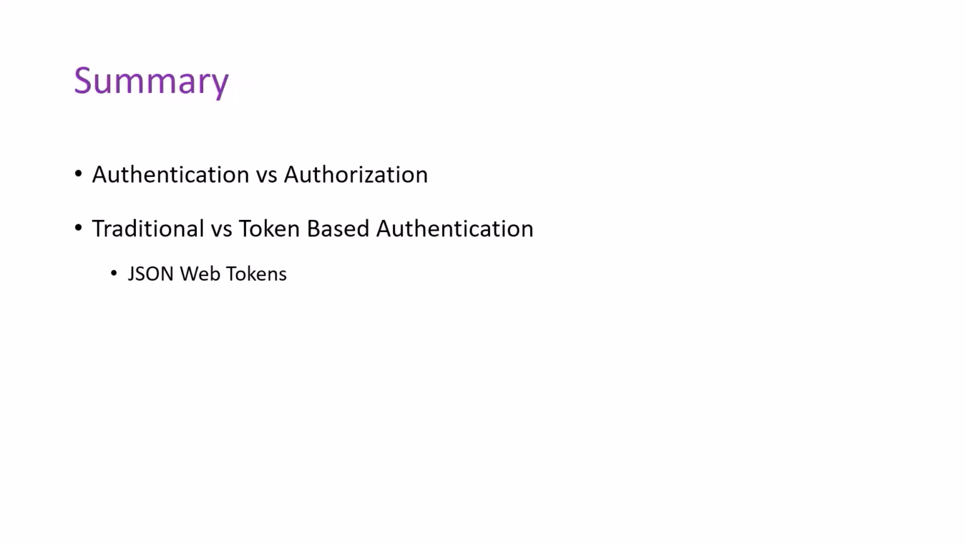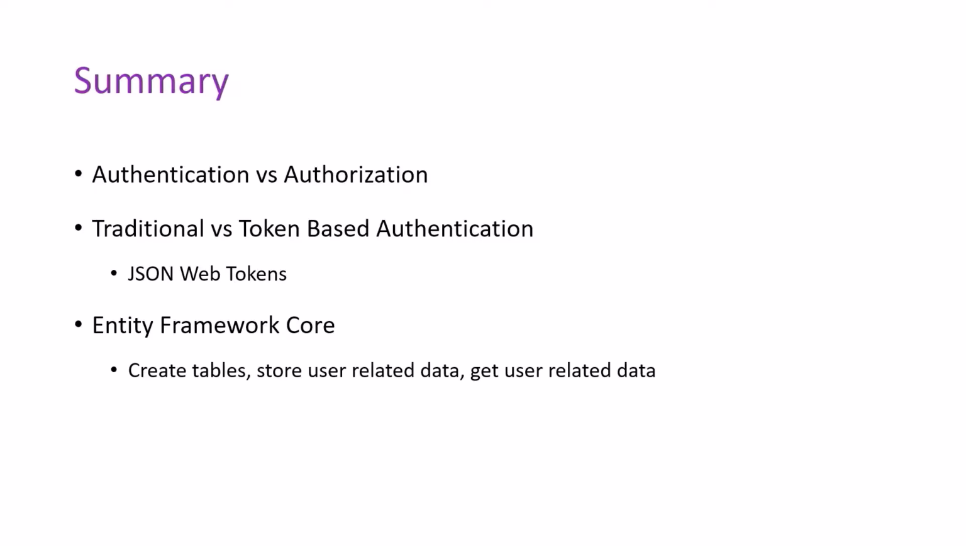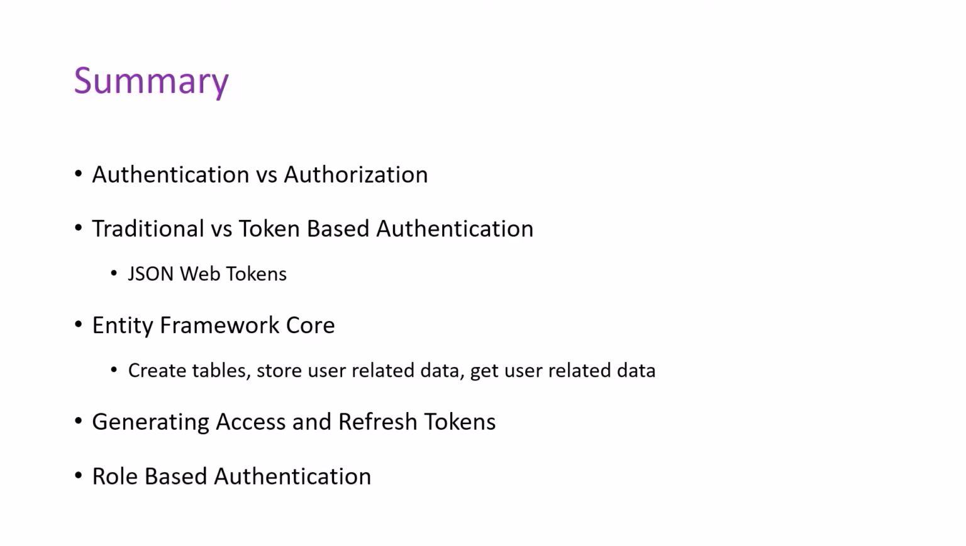Throughout this course, you had already used the Entity Framework Core to interact with data in your database, and you used the Entity Framework Core to set up the authentication as well. Like for example, you used the Entity Framework Core to create the tables, to store the user-related data, to get data from the database, etc. You also learned how to generate an access and a refresh token, and also how to generate a new access token when the existing access token expired using a refresh token. By the end of this course, you also learned about the role-based authentication.